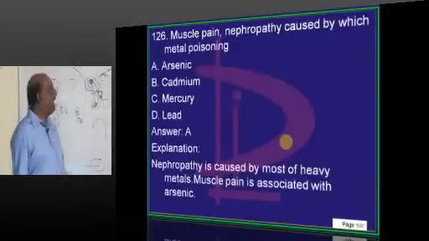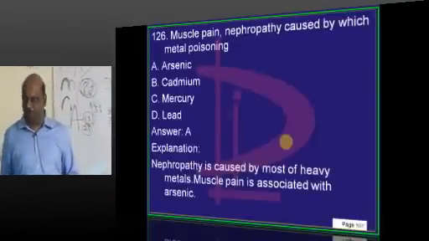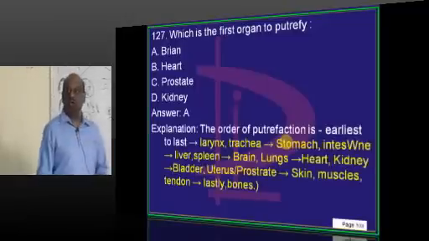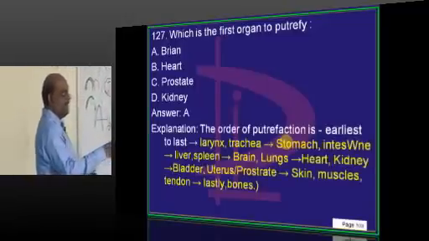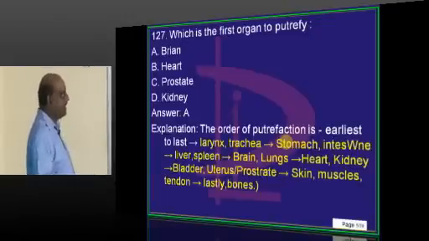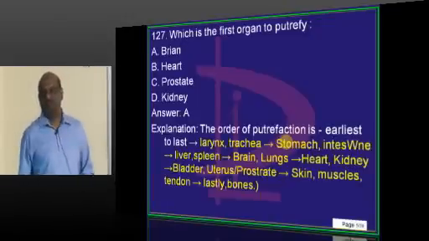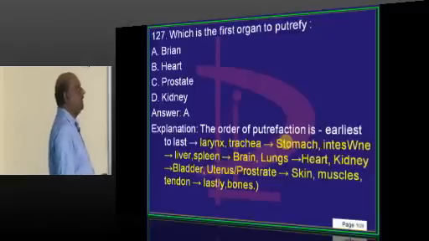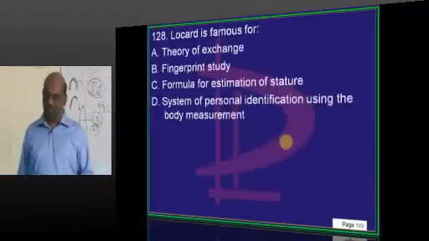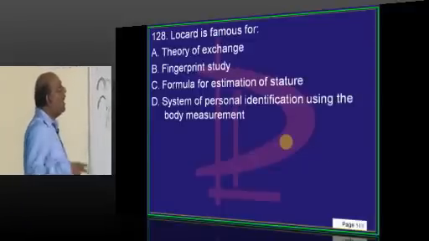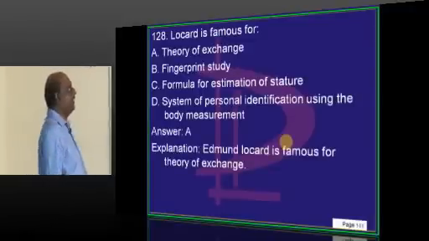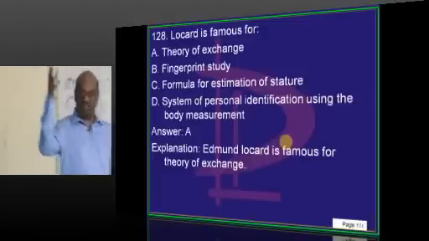Muscle pain, nephropathy are typically a feature of arsenic poisoning. First organ to putrefy, which one is it? You must know larynx, trachea, followed by stomach, intestine, then liver, spleen, then brain, lungs, then heart, kidney. That is the order which you have to be very, very sure about. So among the organs given, brain is the one which putrefies first. Locard's principle of exchange. Oh, this is one of the oldest questions.